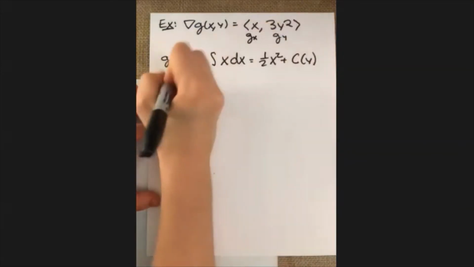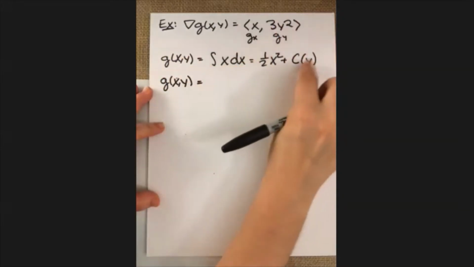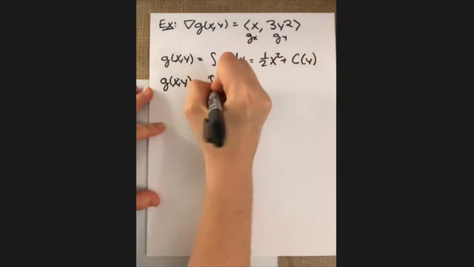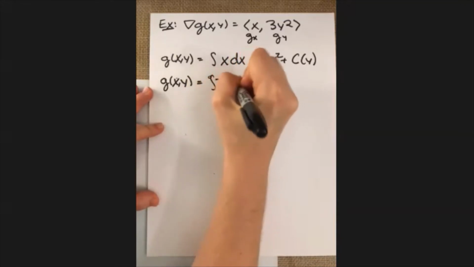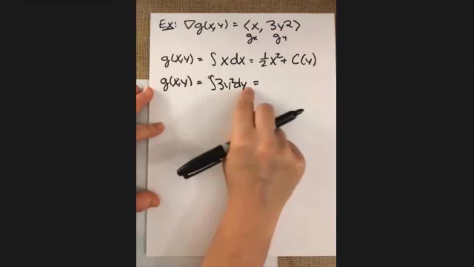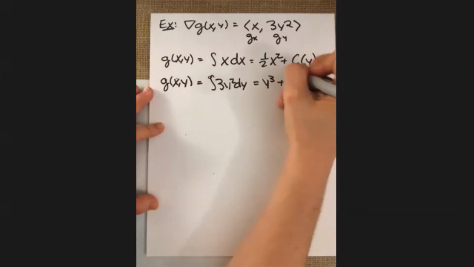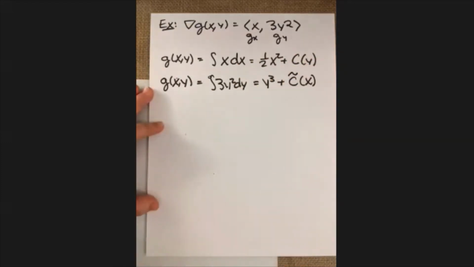So if we look at this piece here, taking this integral, we might be able to figure out what that missing information is. So we have the integral of 3y squared dy, now instead of dx, because we're wanting to undo the partial derivative with respect to y. Well, that's going to give me y cubed plus some unknown function in terms of x.